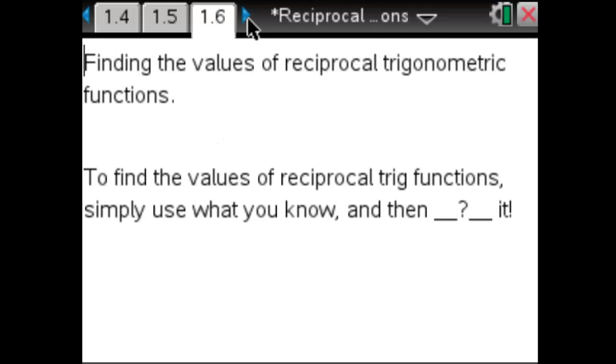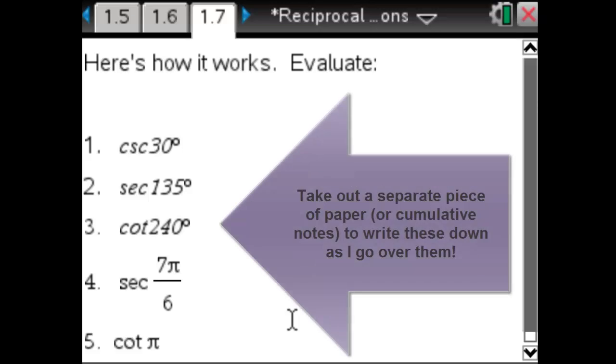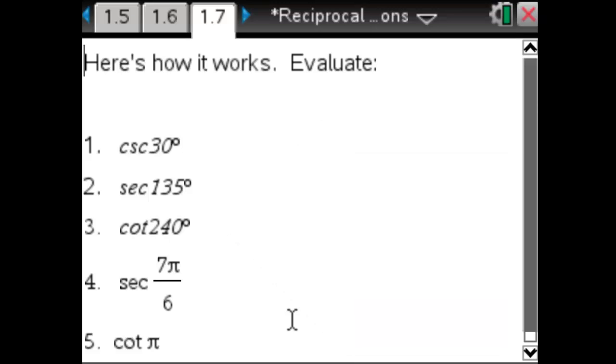Page 1-6. So to find the values of reciprocal trig functions, we simply use what we already know and then flip the fraction. And truly, it's that simple once you learn your reciprocal function names. So here we go. Page 1-7. I have 5 problems for us to try. And just like with the last video, with the reference angles, I've done these on paper for you. So at this point, you'll probably want to grab a piece of paper, even if it's your cumulative notes, something on which to write these problems down and see how I work through them using what we know about the reciprocals.